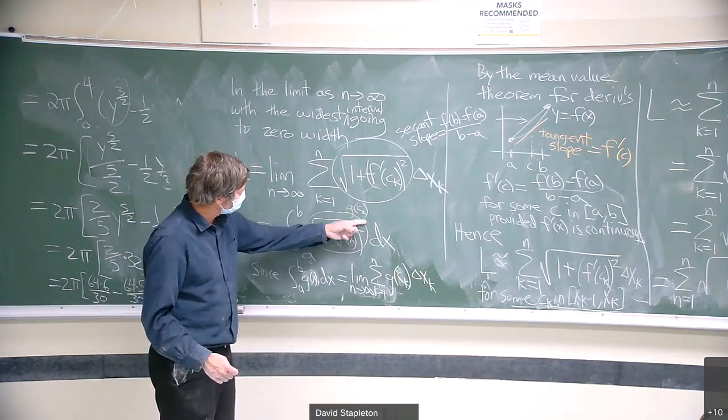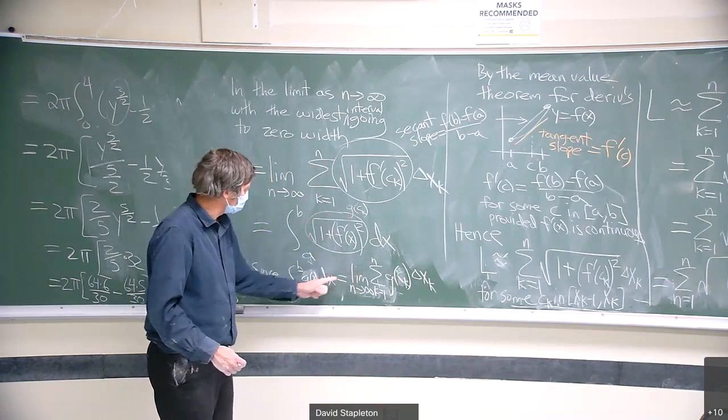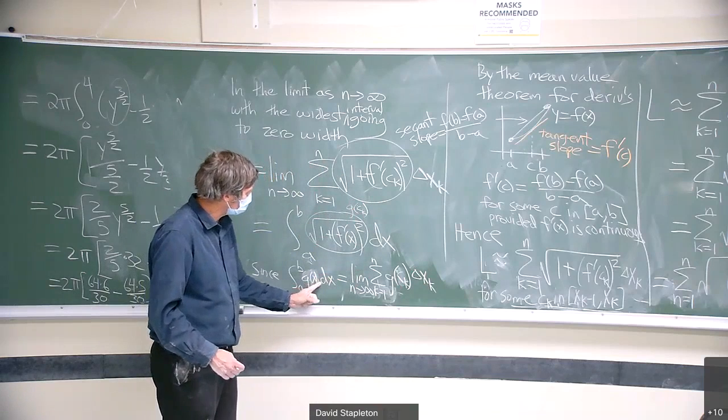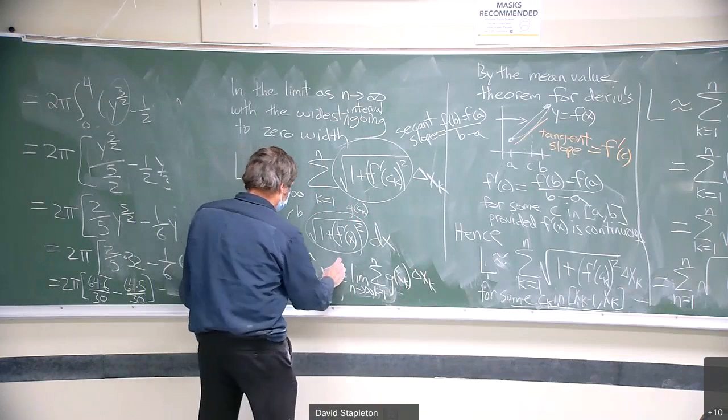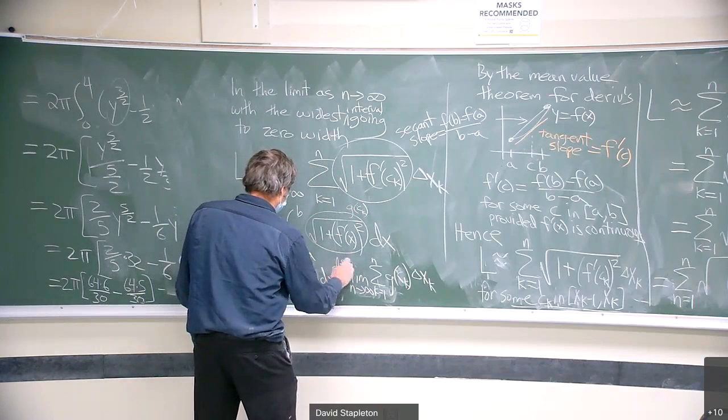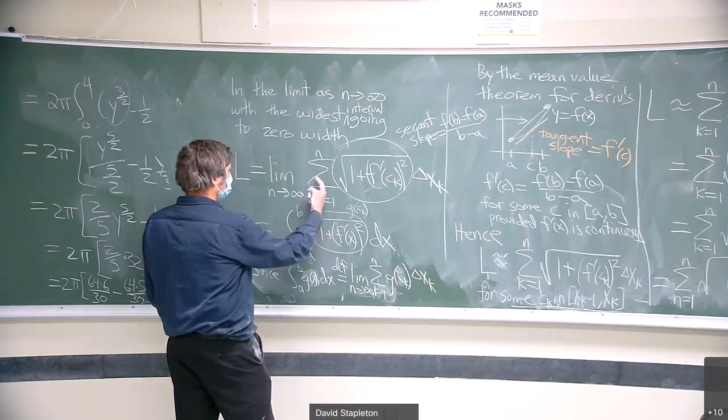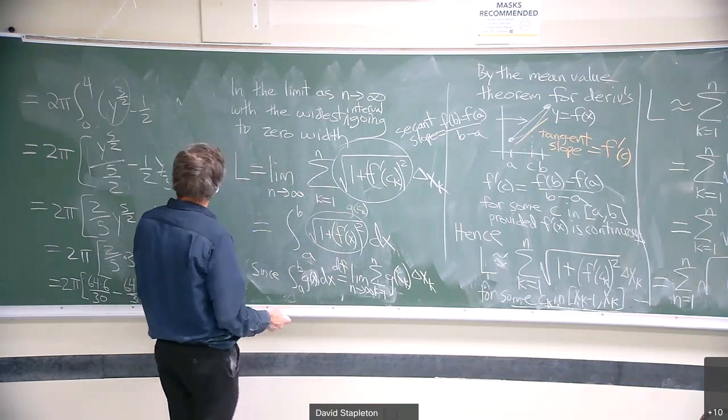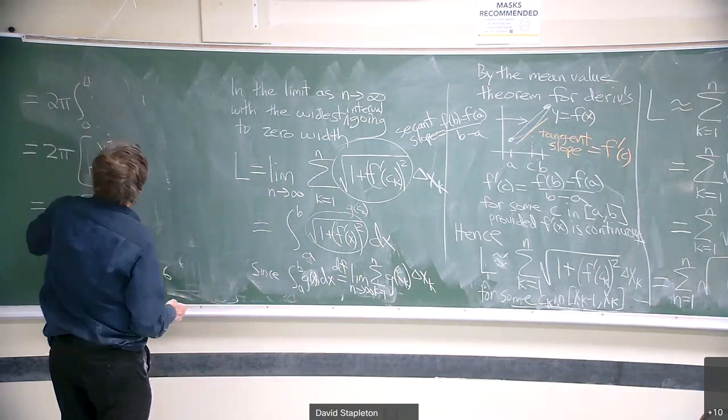And so when this is the function g of ck, we write it as the integral of g of x, and this notation means this. So just by definition of the definite integral, this is precisely this integral. That's it. That's the derivation of the formula.